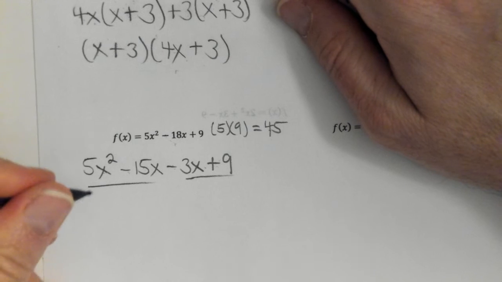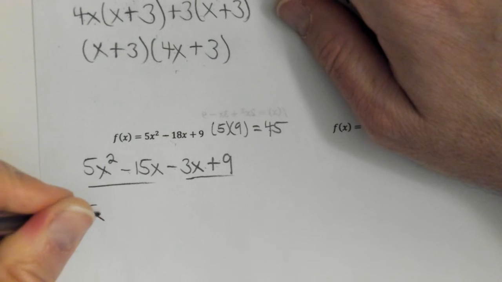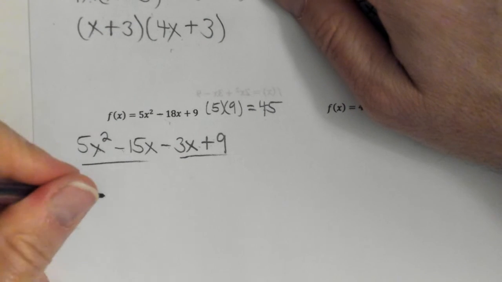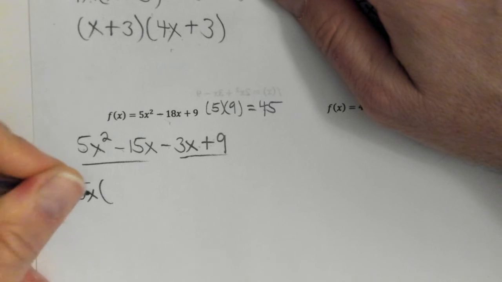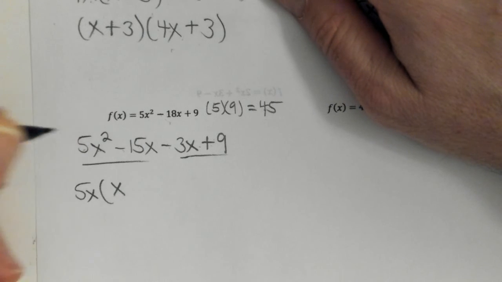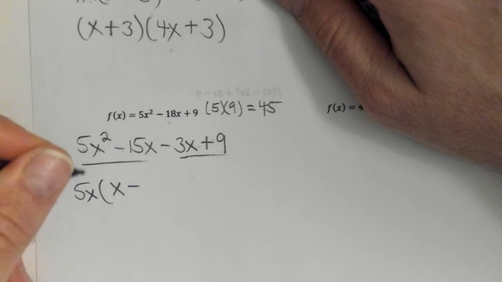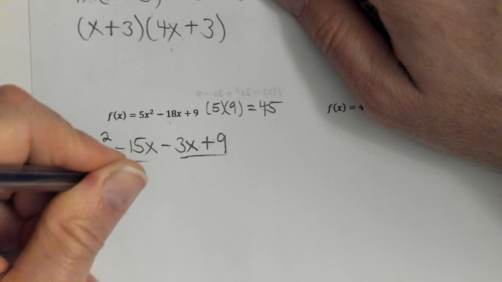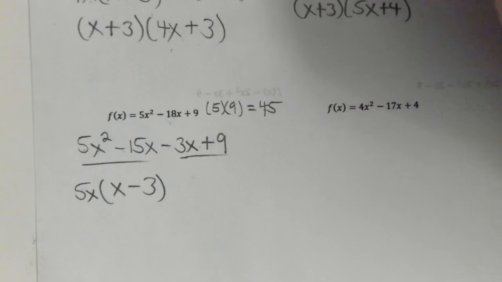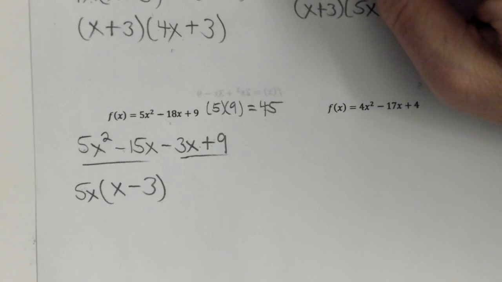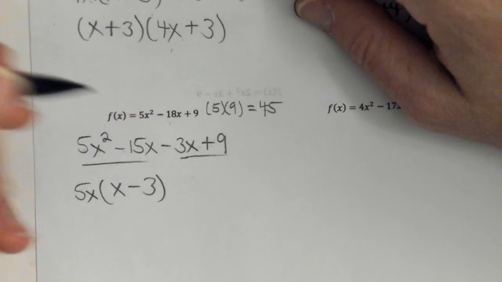And so when we do that, I can pull a 5x out of the first one. So factor that out. What's left in the parentheses? Divide out. That'll be x. And then I have a minus for my sign, negative divided by a positive. 15 divided by 5 is 3, and we'll leave it there. And so let me see, what else do we have here?